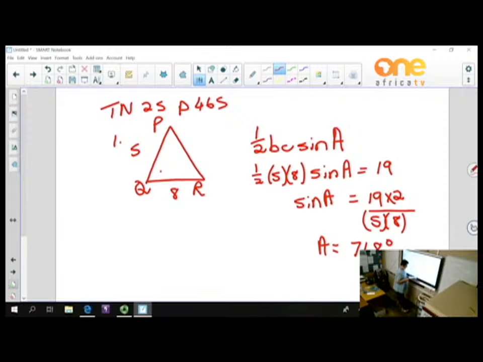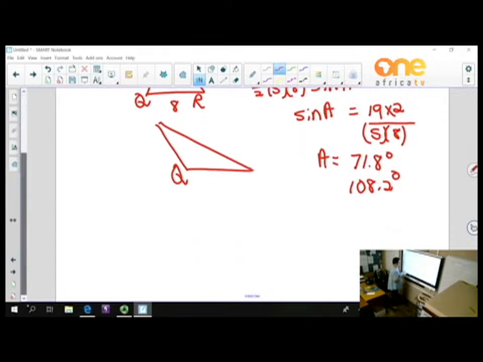71.8 degrees. That is if it's an acute angle like this. But now remember, the picture can also look like this because we don't know the size of Q. So it might have been an obtuse angle as well. So all that we do then is we say 180 minus that 71.8, and then I got 108.2 degrees. So it might have been that as well. There's more than one possibility.